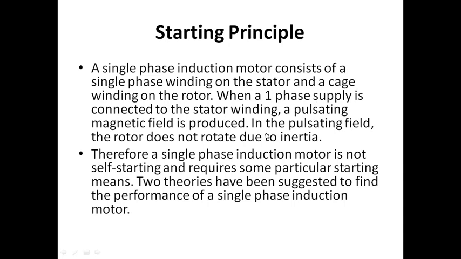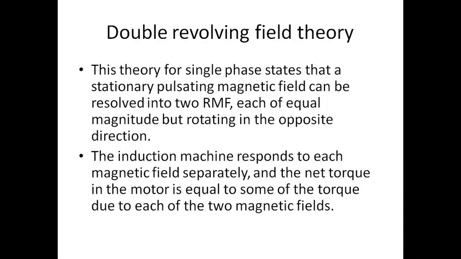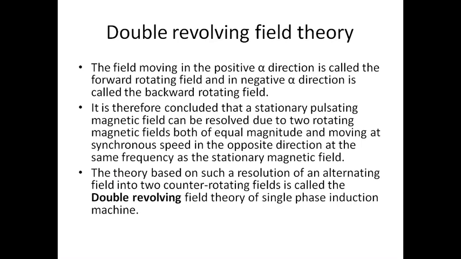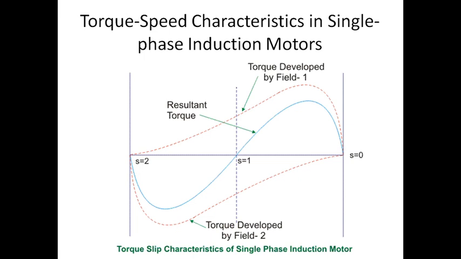So I'm going to go for the double revolving field theory. That is what I have told now. The rotating magnetic fields are equal in magnitude but rotate in opposite directions, right? The induction motor responds to each magnetic field separately, so net torque will be zero. This is the mathematical expression for the double revolving field theory. That is what we have seen in the diagram, how the oppositely directed magnetic field is produced.